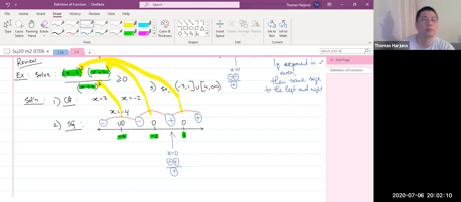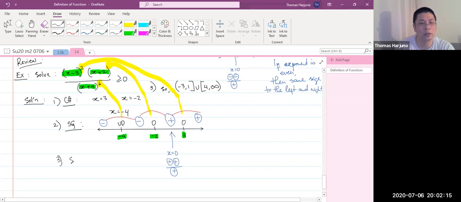Okay, so the solution for this will be, so I need positive and 0, huh? So that will be negative 2 up to 3 union 3 to infinity, or I can just put them together. That's from negative 2 to infinity. Boom.